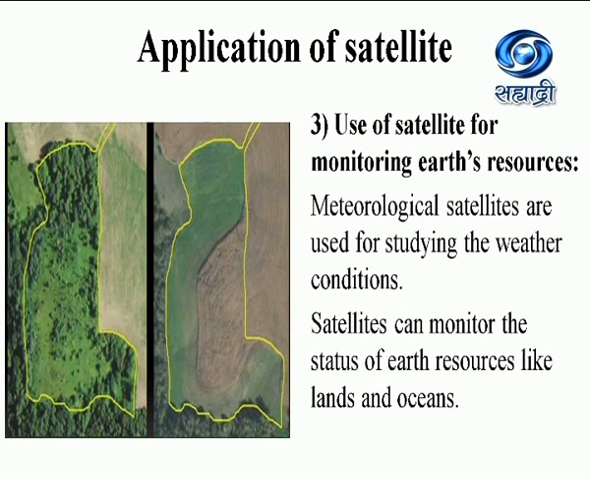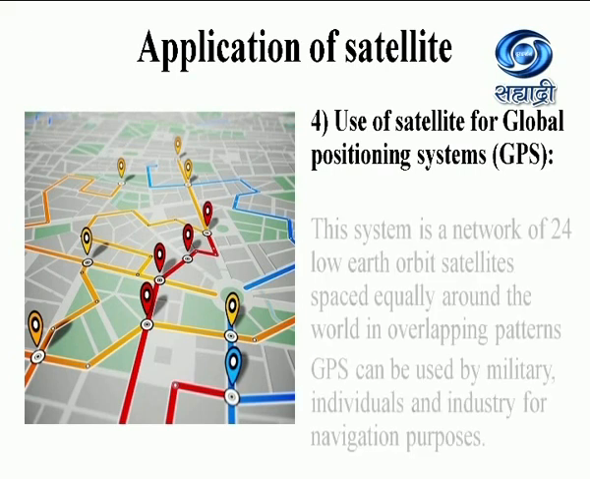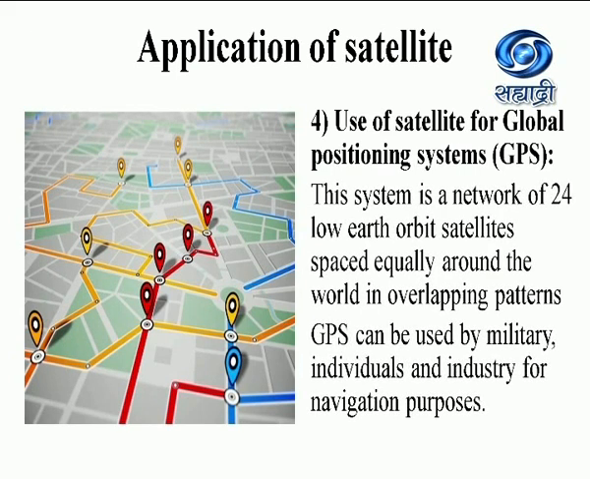Here meteorological satellites are used for studying the weather condition. Satellites can monitor the status of earth resources like land and oceans. Next use is satellite for global positioning system, GPS. This is a very famous application of satellite. In day-to-day life we are using this GPS. This system is a network of 24 low earth orbit satellites spaced equally around the world in overlapping patterns. GPS can be used by military, individuals and industry for navigation purposes.